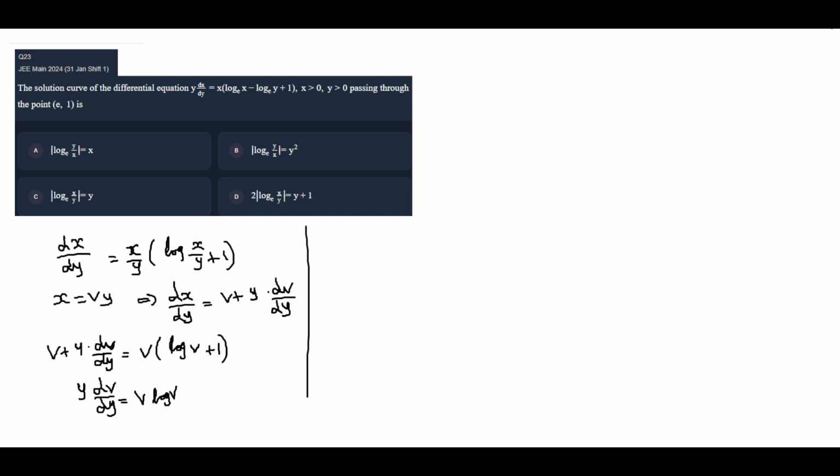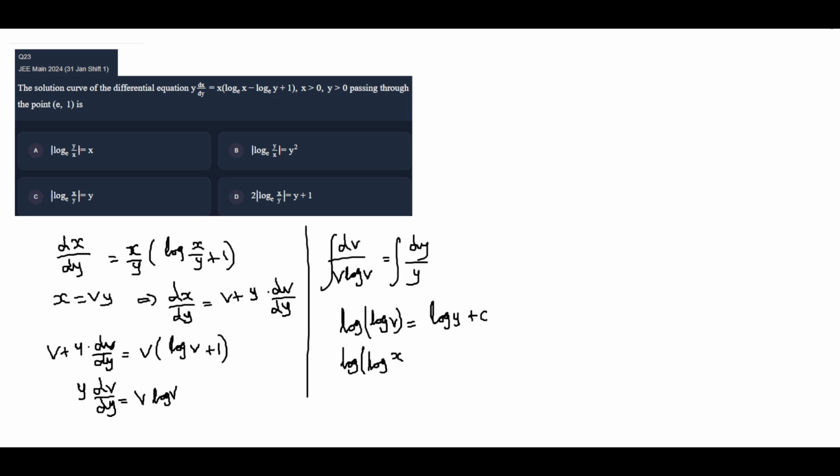So dv by v log v equal to dy by y. Integrating on both sides, you get log of log v equal to log y plus c. Log of log v means log of log x by y equal to log y plus c.